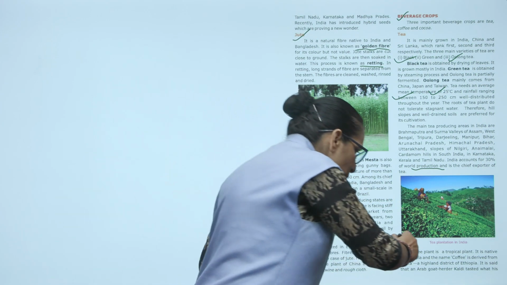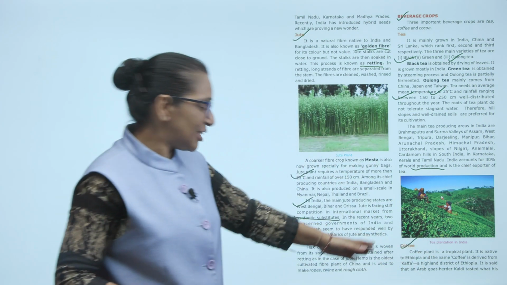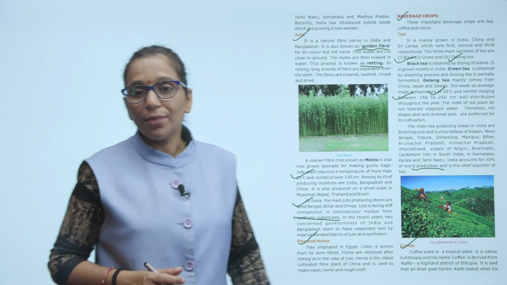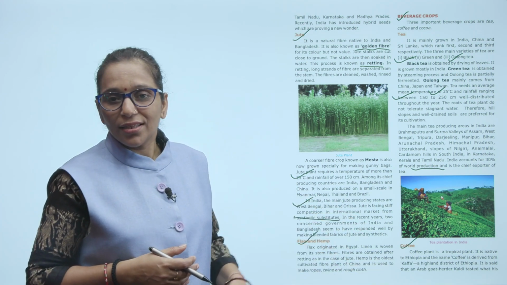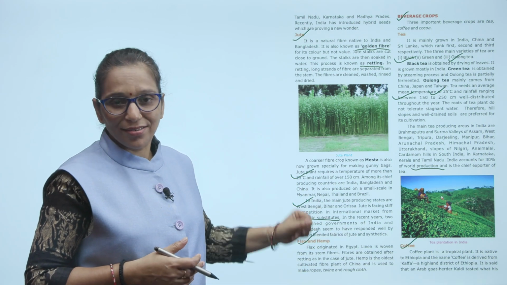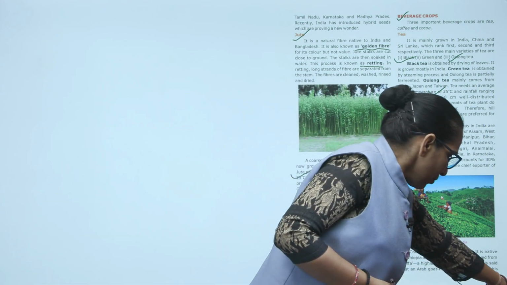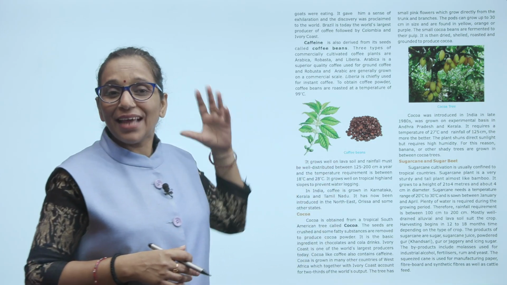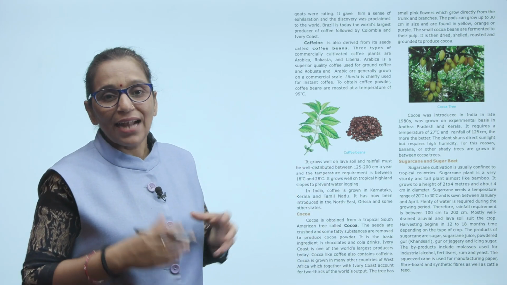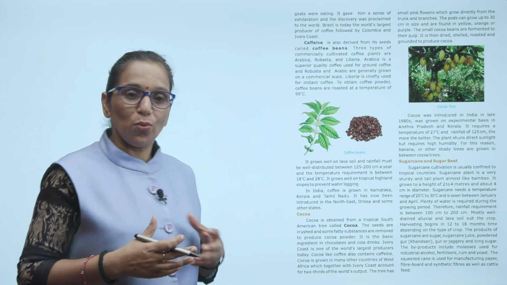Moving to coffee. The coffee plant is a tropical plant. It is native to Ethiopia, and the name coffee is derived from Kaffa, a highland district of Ethiopia. It is said that an Arab goat herder, Kaldi, tasted what his goats were eating. It gave him a sense of exhilaration, and the discovery was proclaimed to the world.